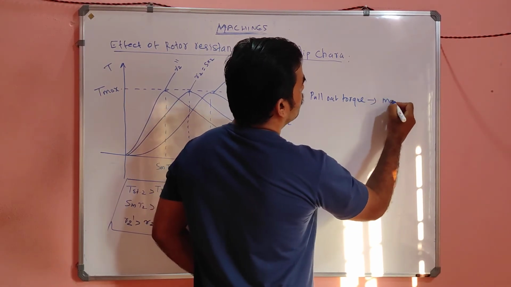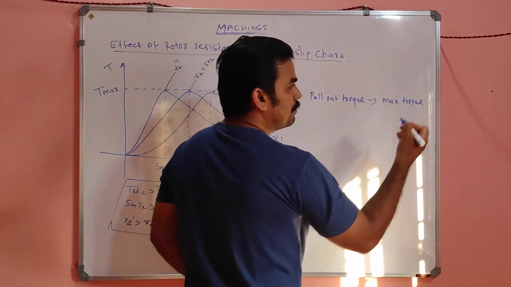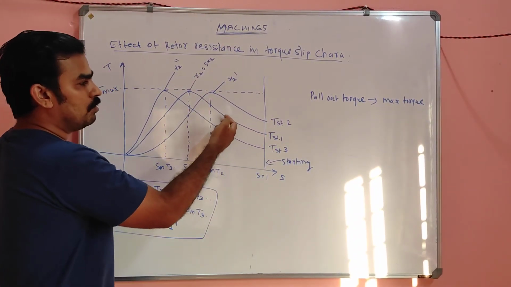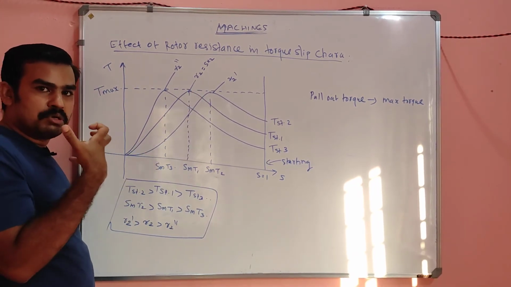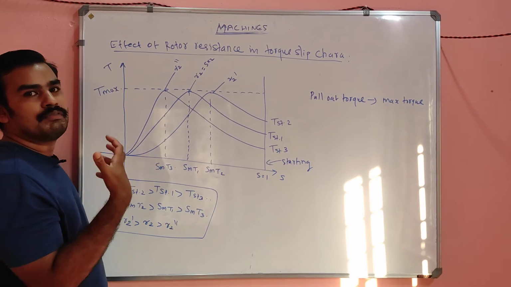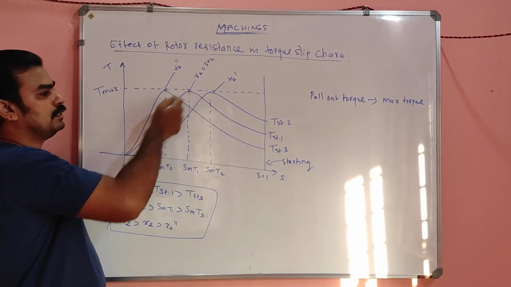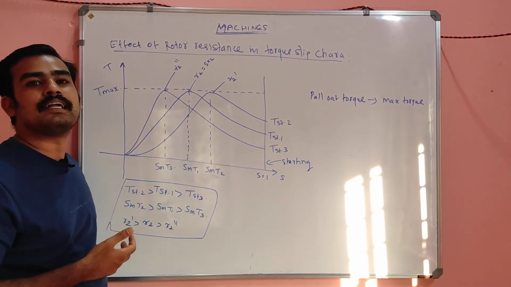That is called the maximum torque, the pull-out torque. If you keep increasing the load, the motor will bear up to the maximum torque, or we can say the pull-out torque. After that, if you increase it further, the torque will suddenly fall.